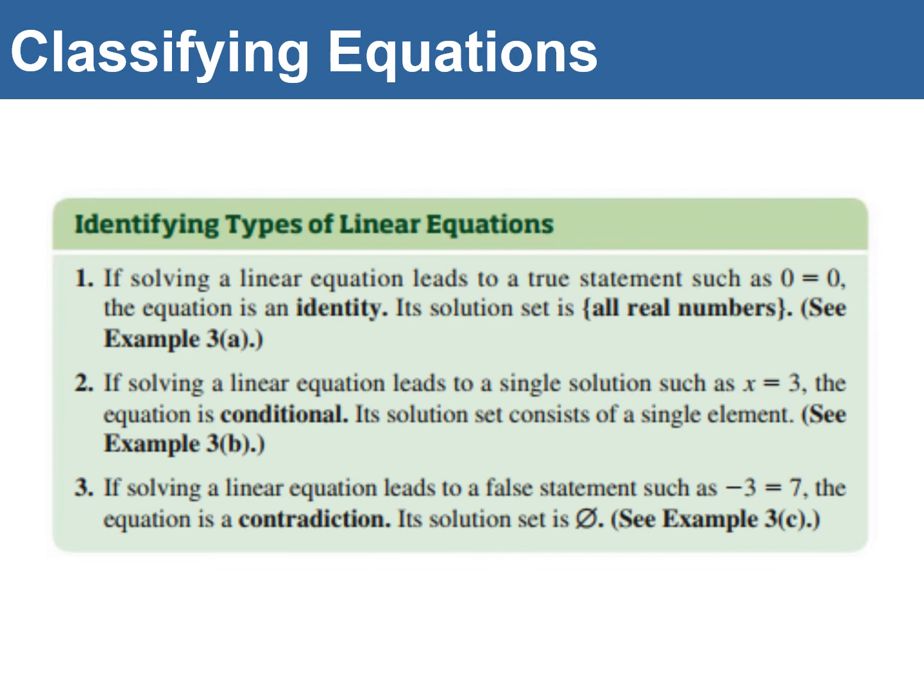Now, if you're solving a linear equation and you get a true statement like 0 is 0, 1 is 1, then you have an identity, and the solution set is all the real numbers. If you get a single solution like x is 3, x is 5, this is conditional, and the solution set is just that one element. If you get a false statement, like negative 3 is equal to 7, 0 is equal to 1, that sort of thing, then you have a contradiction, and your solution set is the null set, and that's the circle with a line through it.